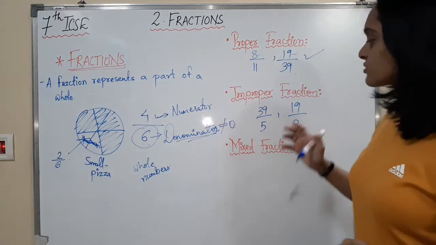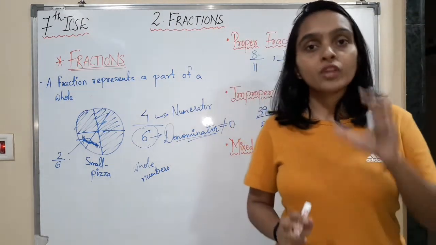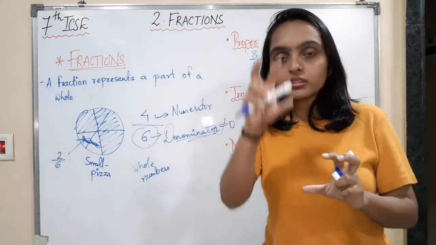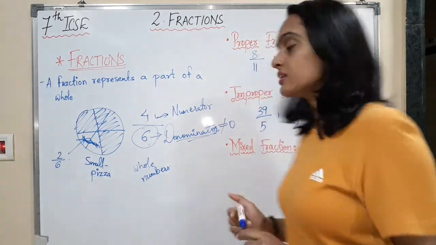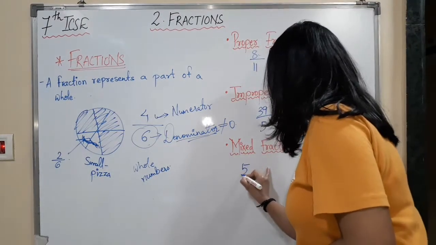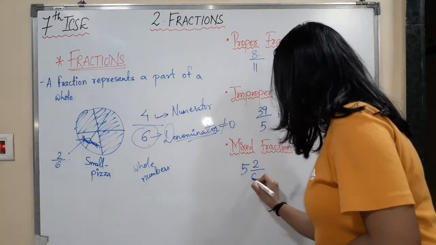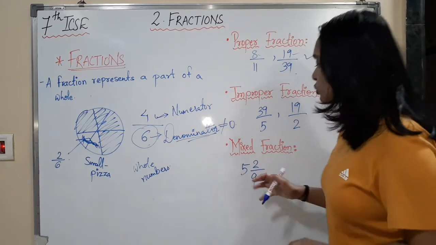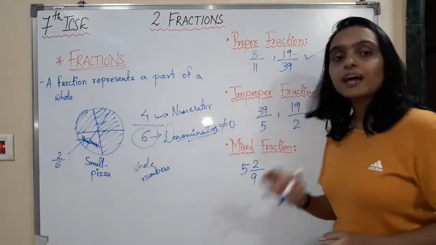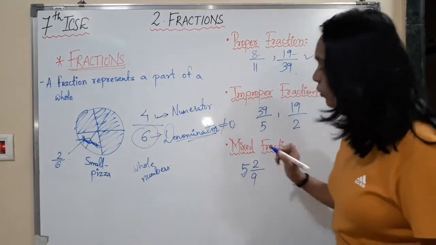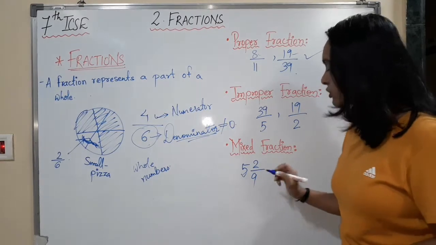Now what are mixed fractions? Mixed fractions are whole numbers along with fractions. That is, if you have 5 integer 2 upon 9, this fraction is termed as a mixed fraction. Here 5 is the whole and 2 upon 9 is the fraction.